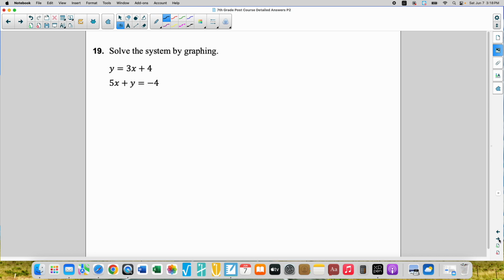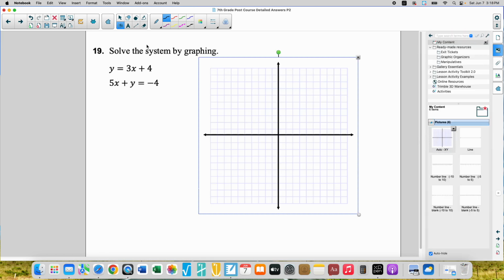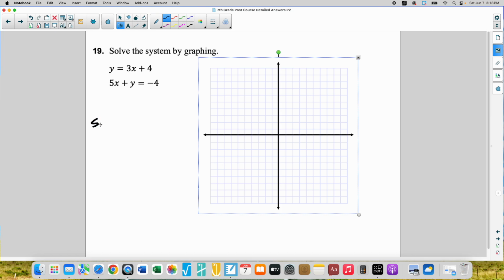Number 19, solve the system by graphing. We're going to go back to our graph. So these are two lines. Lines can be written in slope-intercept form. That is y equals mx plus b. It can be in standard form.